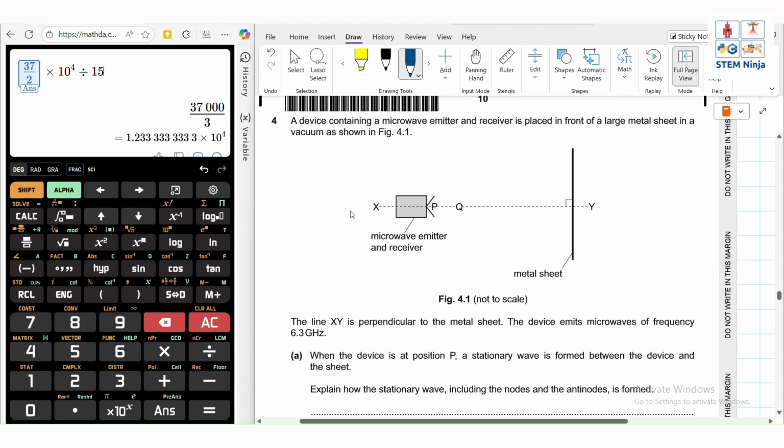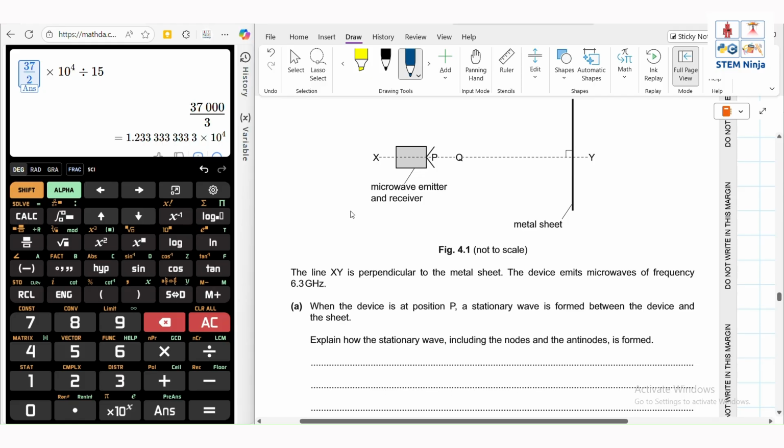A device containing a microwave emitter and receiver is placed in front of a large metal sheet in a vacuum. The line XY is perpendicular to the metal sheet. The device emits microwaves of frequency 6.3 GHz. When the device is at position P, a stationary wave is formed between the device and the sheet. Explain how the stationary wave, including the nodes and antinodes, are formed.